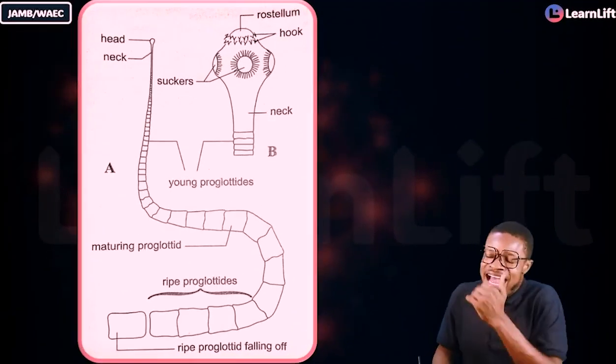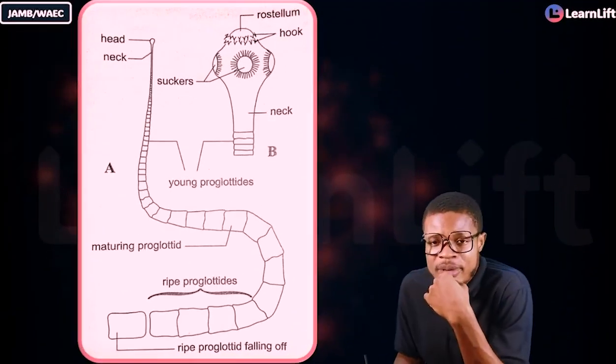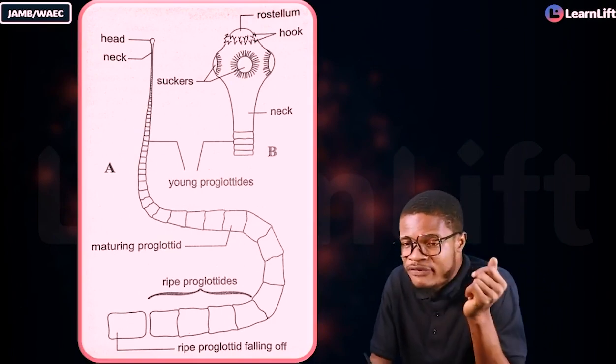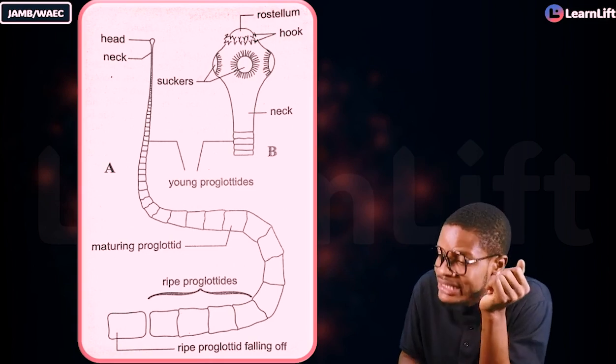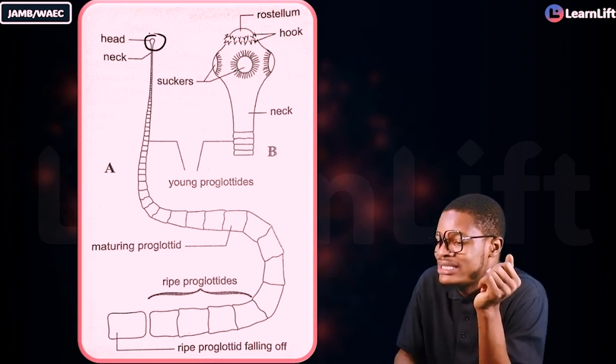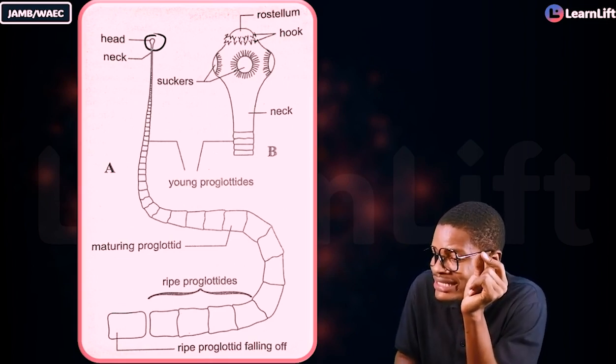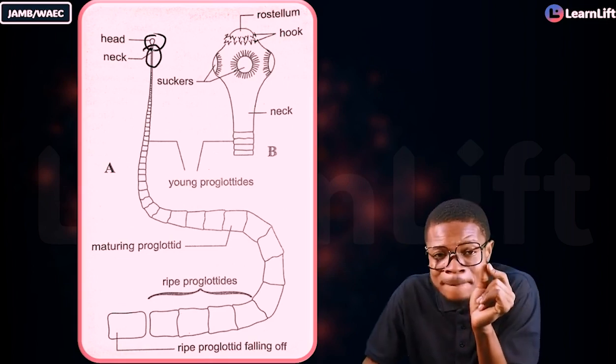Now analyze this diagram. Follow me very carefully. Don't play with this diagram when you see it in your exam. This here is the head, and you can see that the head is small. And attached to the head is the neck. The neck is still small.